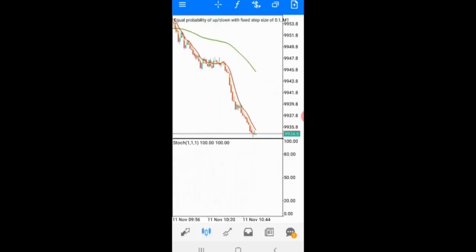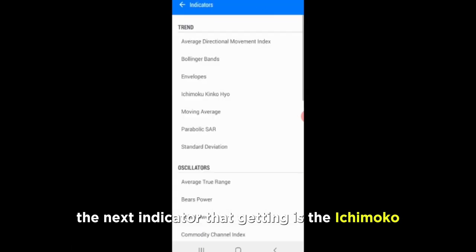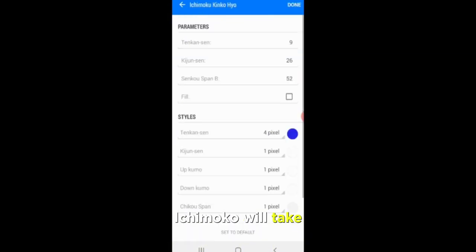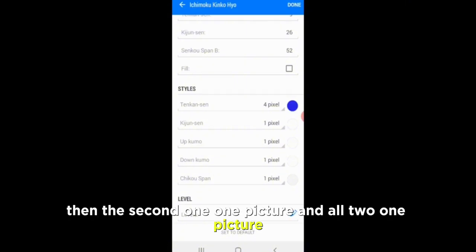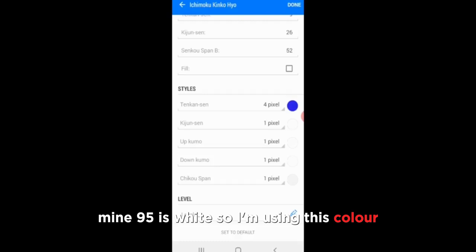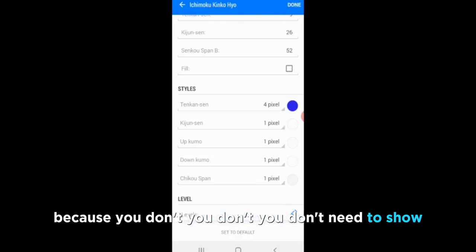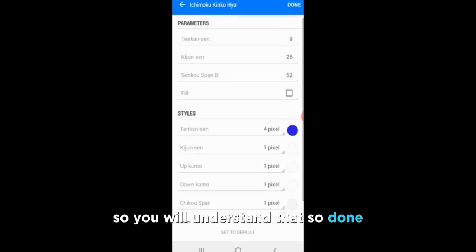Then the next indicator we are getting is the Ichimoku. Ichimoku, we'll take the first one, 9, 26, and 52. You set yours like this, 9, 26, 52. Then the first one is 4 pixels, then the second one 1 pixel, and all the rest 1 pixel. You use the color of your screen. My MT5 is white, so I'm using this color, because you don't need to show the Ichimoku. So I believe we understand that.